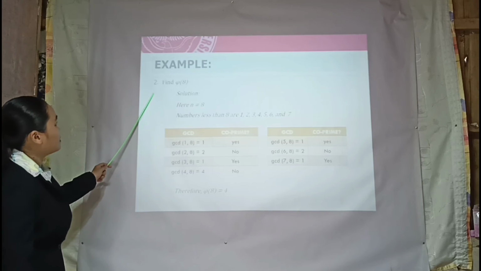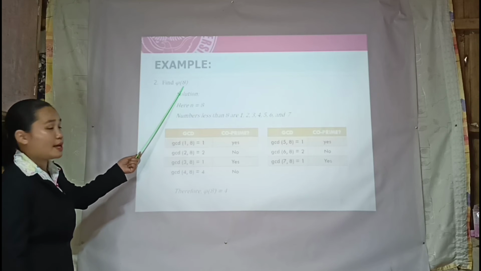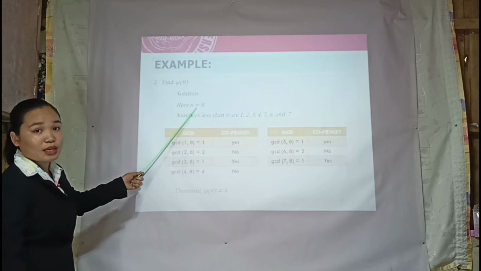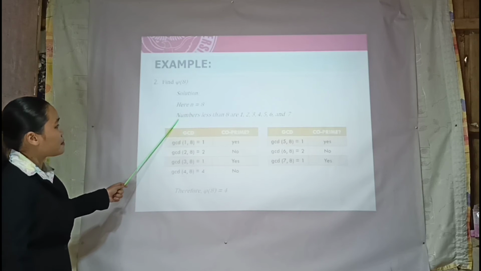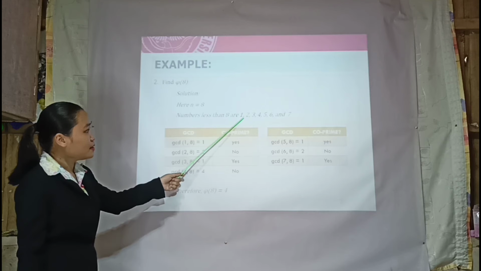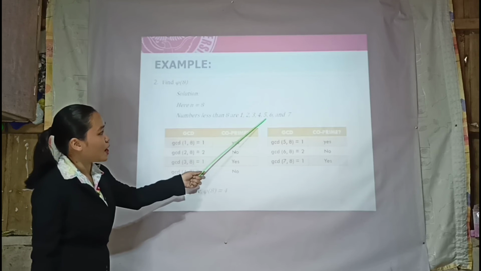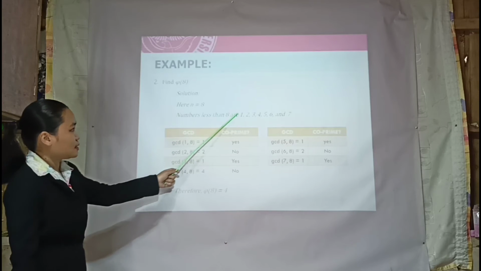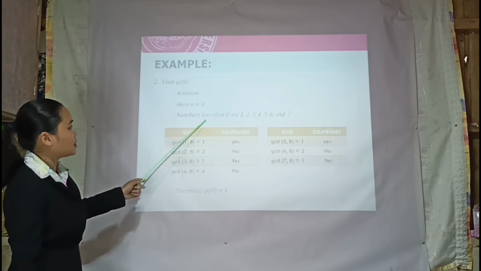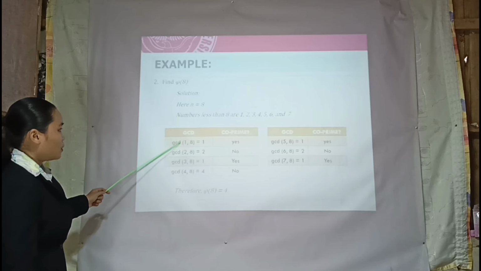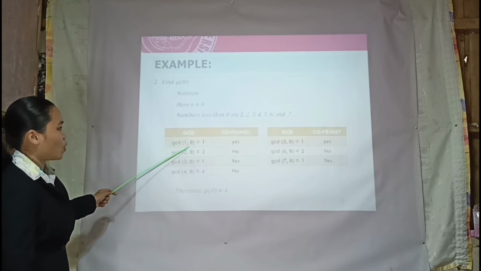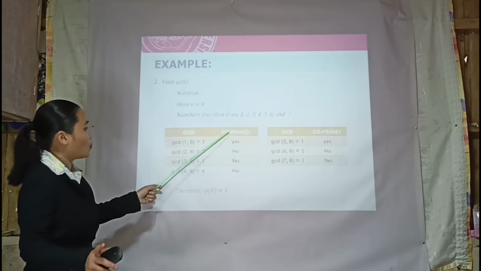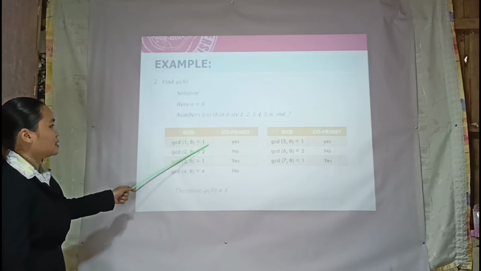Okay, let's proceed. Find phi of 8. So the solution here, n is equal to 8. The numbers less than 8 are 1, 2, 3, 4, 5, 6, and 7. Since these numbers are less than 8, we pair them. The GCD of 1 and 8 is equal to 1, so it is a co-prime since the answer is equal to 1.